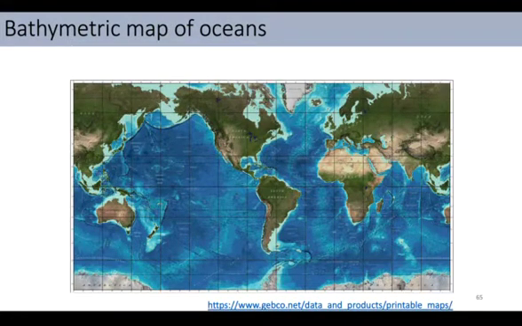So here is a full bathymetric map of our oceans. You can see the light blue color is more shallow. The darkest blue, on our trenches, like we just learned about, is going to be the deepest parts of our ocean. Here is the deepest trench on Earth, the Mariana Trench.